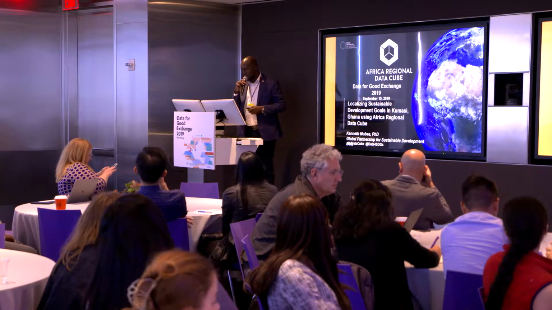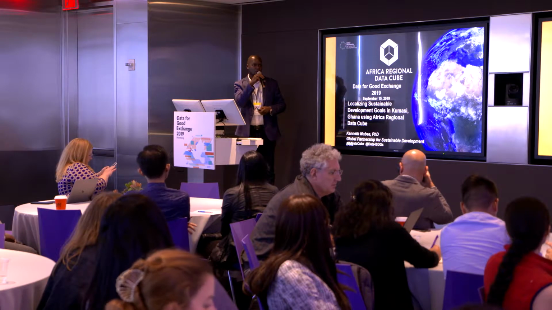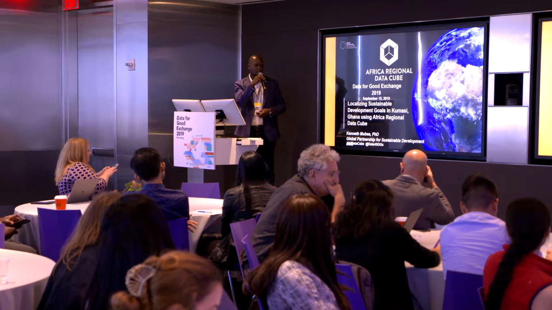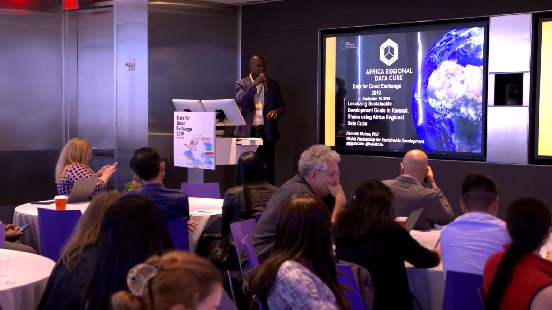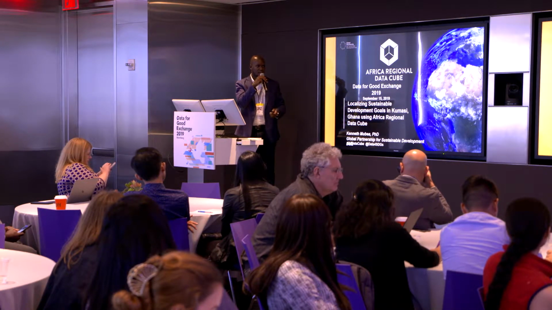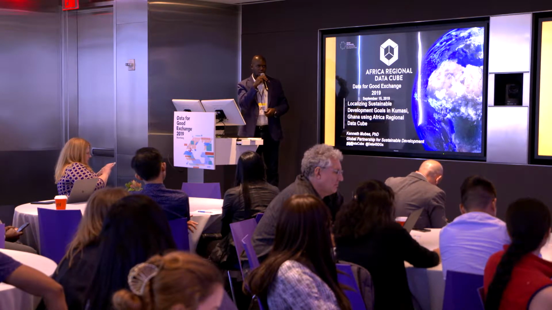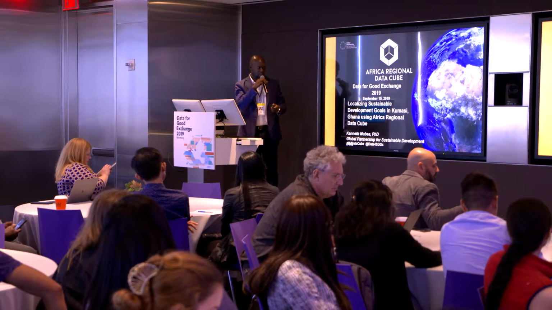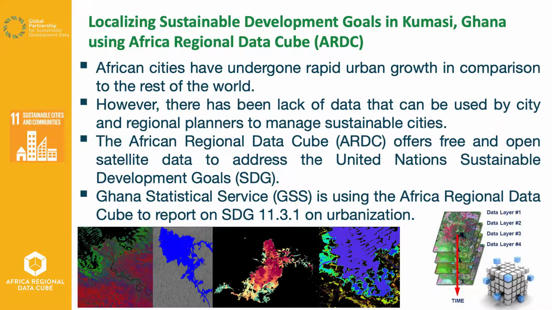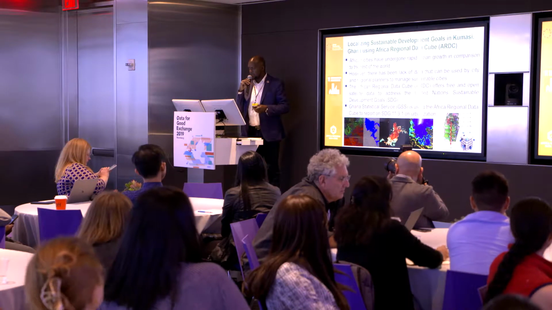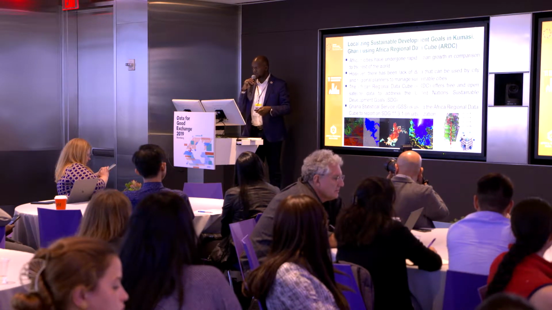And it's about the Africa Regional Data Cube and how, as you may have heard our CEO mention early this morning, the governments of Ghana, Kenya, Tanzania, Senegal, Sierra Leone are actually using Earth observations data to track a number of different indicators on the SDGs. African cities, just like any other developing regions, are experiencing rapid urban growth. However, there's been a lack of data that can support city authorities and other planners to effectively manage this particular growth.